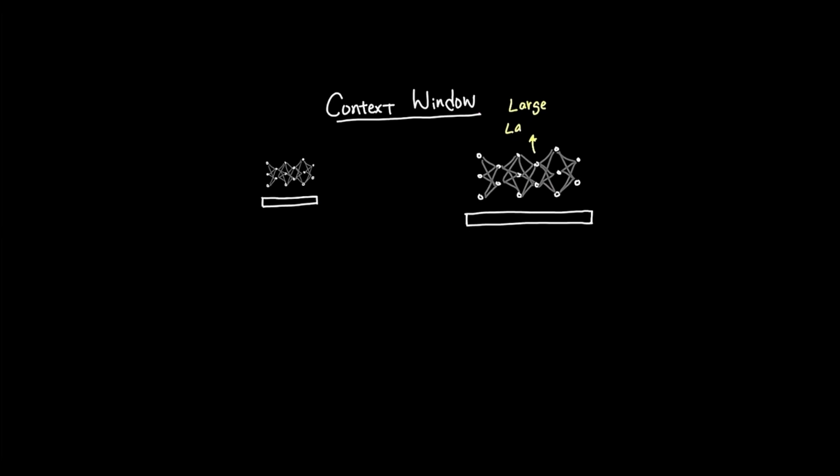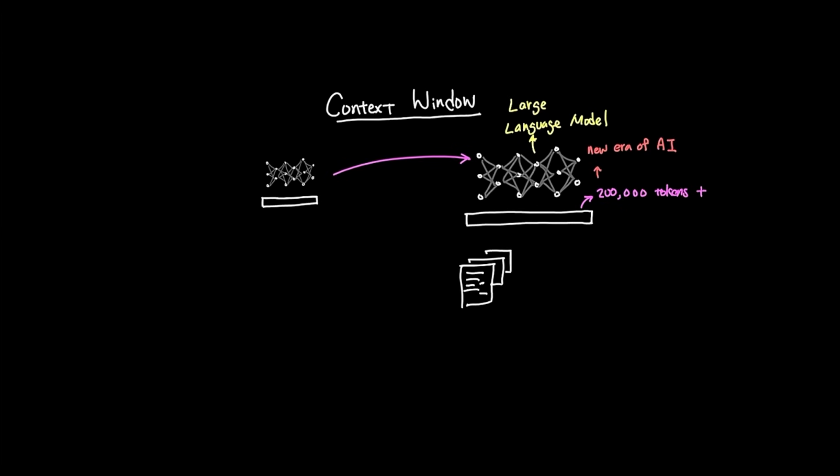And as the underlying large language models expanded their context window to over 200,000 tokens, we have now entered into a whole new era of AI. With 200,000 tokens, you could fit an entire novel into the context window. And having that kind of space opened up a lot of room to do very productive things.